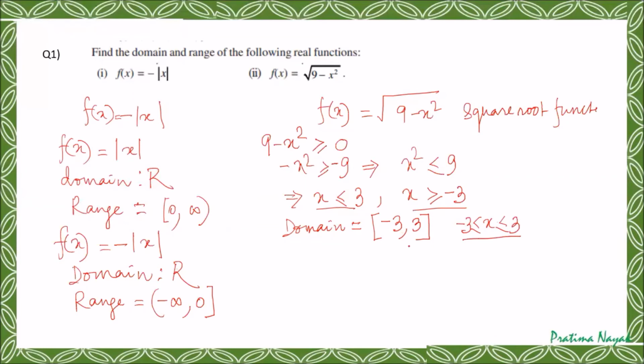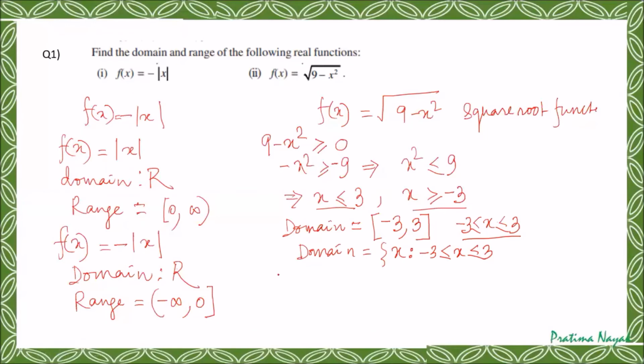Either this is the answer or this is the answer. When you write x, you write the domain. The domain is equal to all x where x lies between minus 3 and 3, or you can simply write it starting from minus 3 through to 3, both are included.